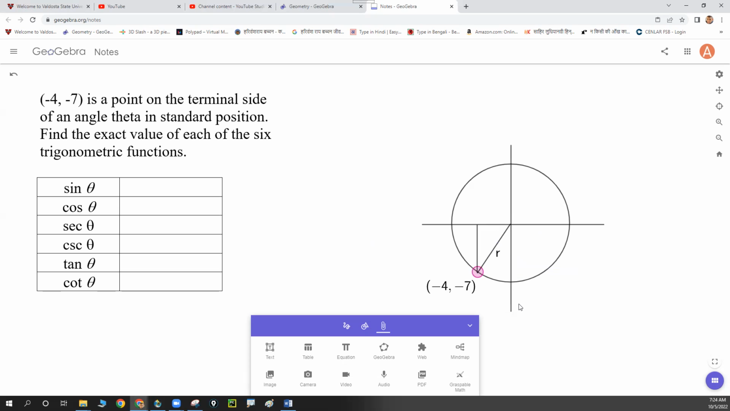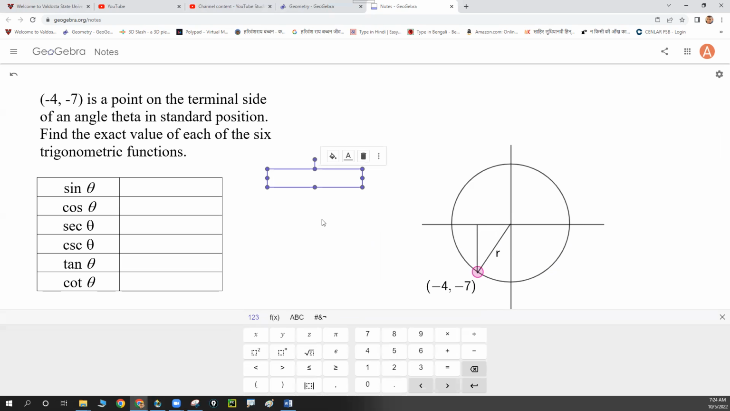Now, how do you find the value of R? You use the Pythagorean theorem. You say R squared is equal to -4 squared plus -7 squared. And -4 squared is +16, and -7 squared is +49, and 49 plus 16 is 65.